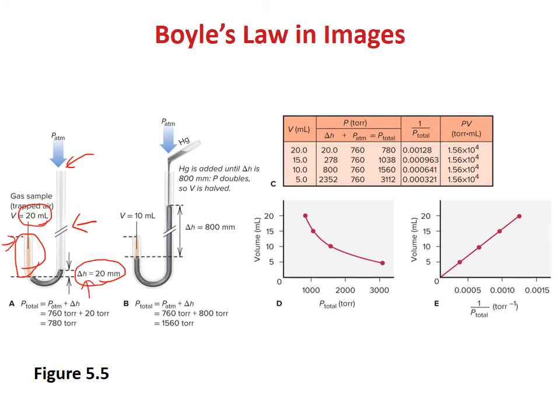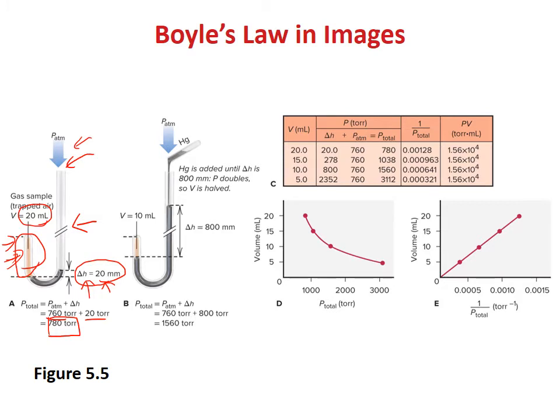This delta H measures the difference between the pressure of the gas and the atmosphere. So the pressure of the gas should be the pressure of the atmosphere plus 20 millimeter mercury height. So 760 plus 20 gives you 780 millimeter mercury height. Okay, so that's the beginning.